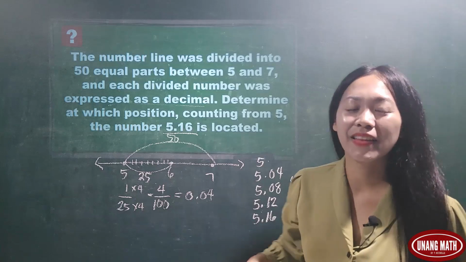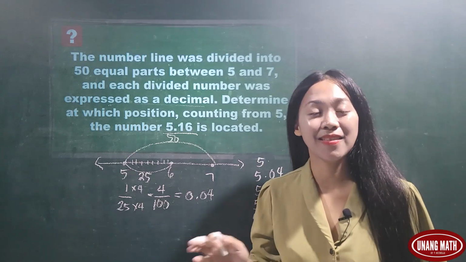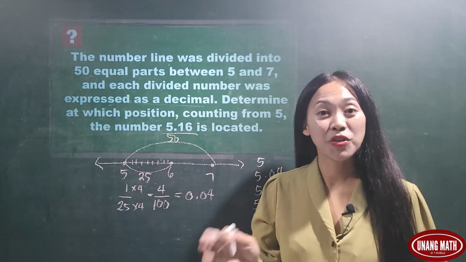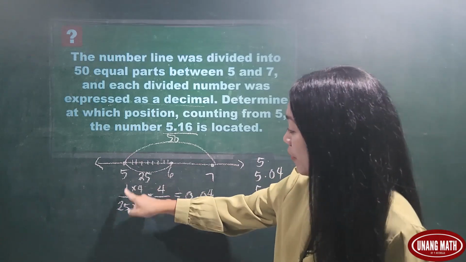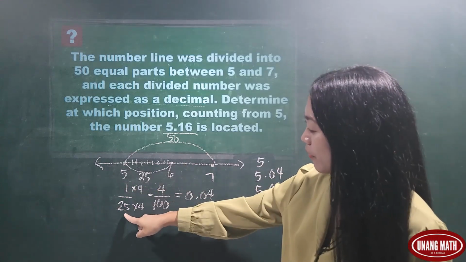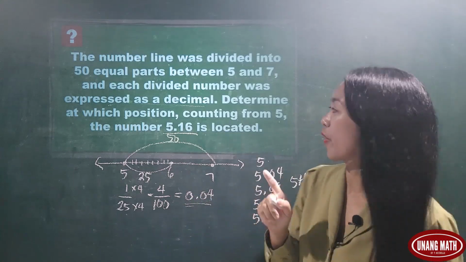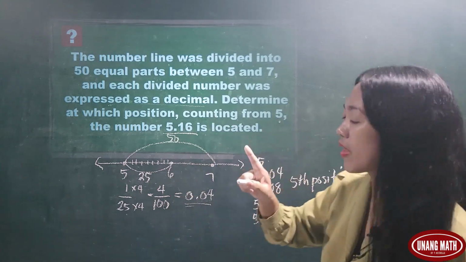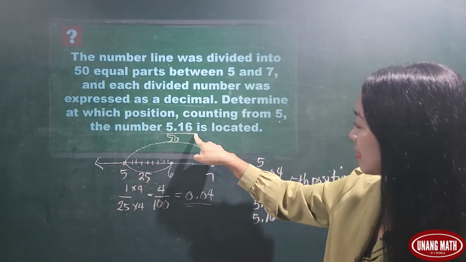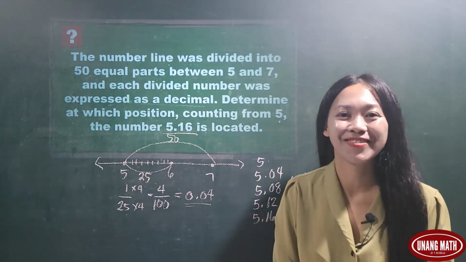So, the key point in this problem is dividing 2 into 50 equal parts is the same thing as dividing 1 into 25 equal parts. Which means 1 over 25 each part. And if we convert 1 over 25 to a decimal number, it's equal to 0.04. So, counting from 5 with an increment of 0.04, 5.16 is located in the 5th position.